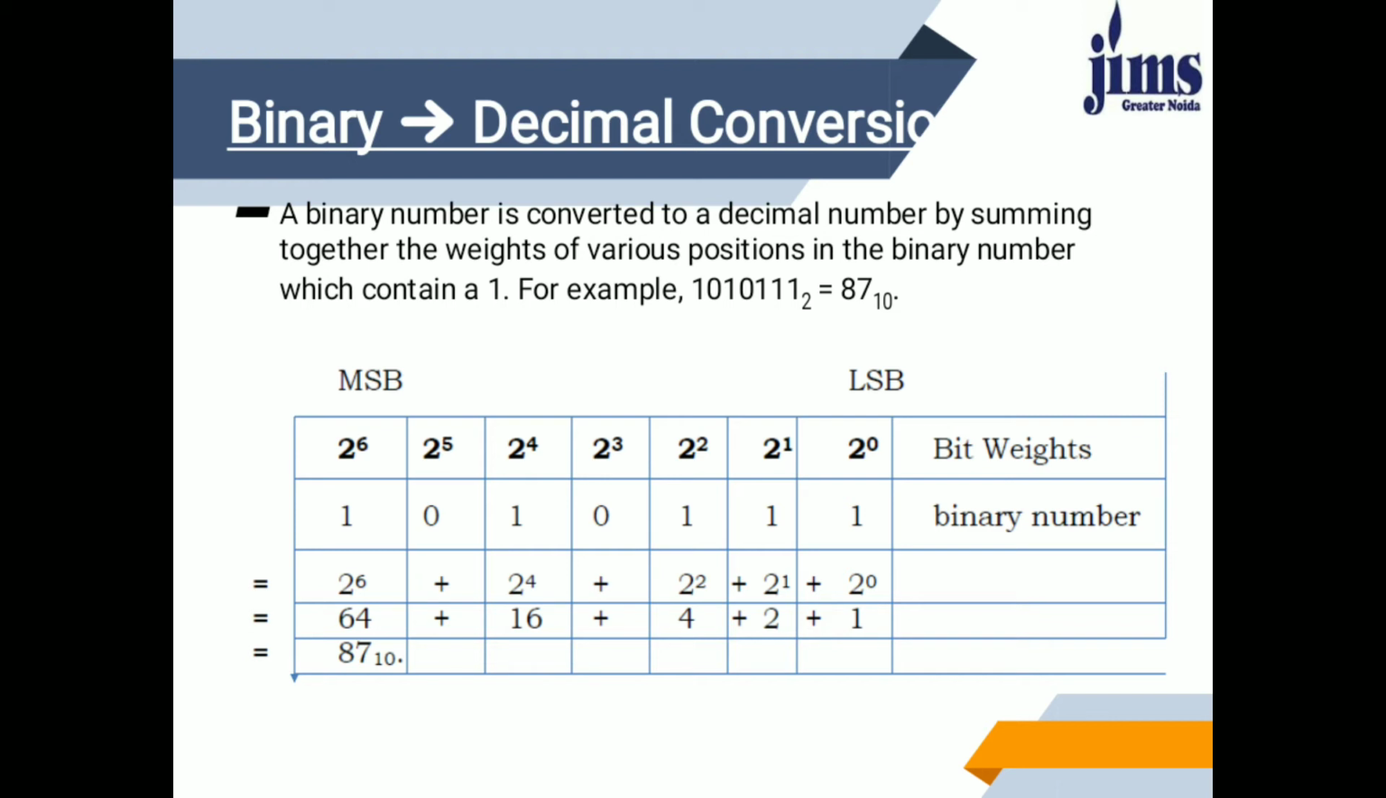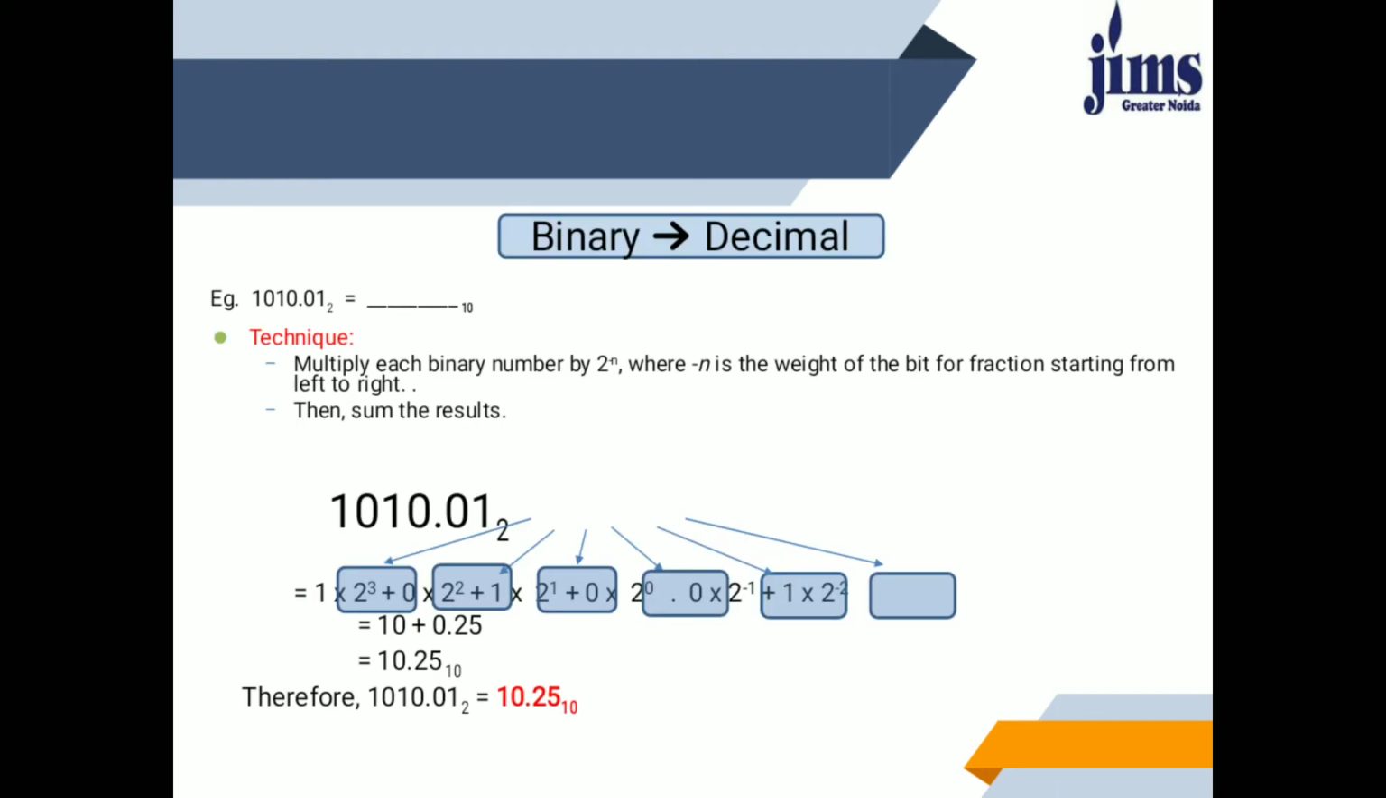What happens if the number is a floating point number? Then what will we do? Here I took an example in which a floating point binary number is represented as 1010.01. See 1010, how will we define it? 1 into 2 raised to power 3, 0 into 2 raised to power 2, 1 into 2 raised to power 1, 0 into 2 raised to power 0. According to their position, we multiply each and every bit.